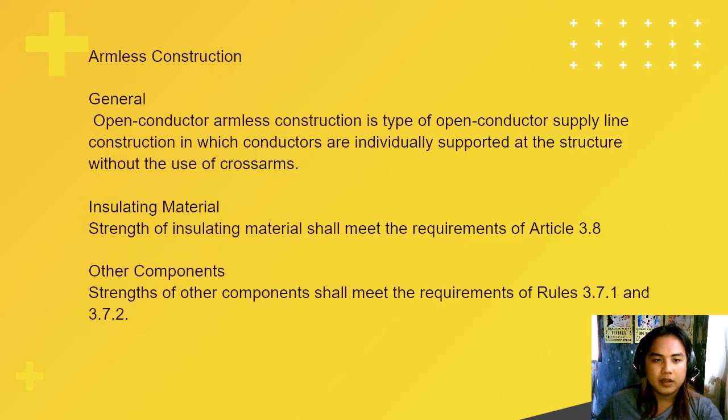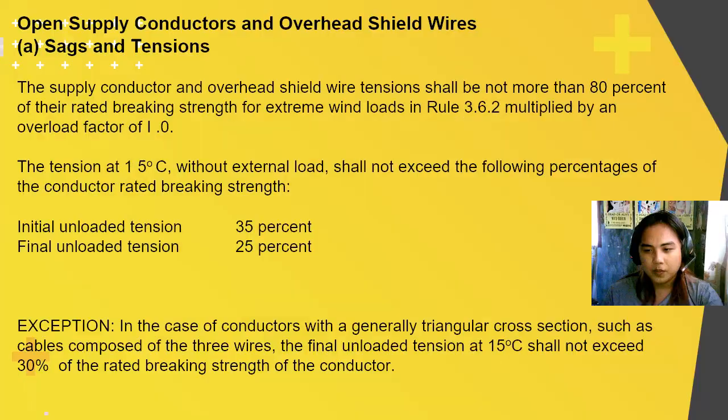So we have a general of open conductor armless construction, a type of open conductor supply line construction in which conductors are individually supported at the structure without the use of cross arms. And insulating materials: the strength of insulating materials shall meet the requirements of Article 3.8. Other components: strength of other components shall meet the requirements of Rule 3.7.1 and 3.7.2.